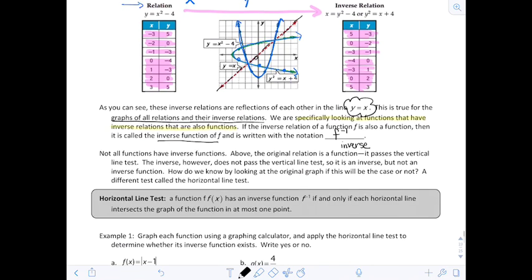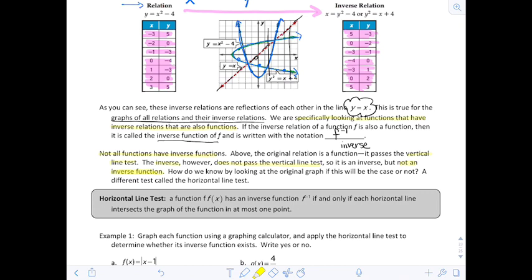Okay, so what's important to note is that not all functions have inverses. When we look at the above function, the original parabola is a function. It passes the vertical line test. But if you look at the inverse, it does not pass the vertical line test. If we go up here and draw a vertical line, it's going to touch it in two places, in several areas. So it has an inverse, but the inverse is not a function. And that's going to be key as we go forward in this course.